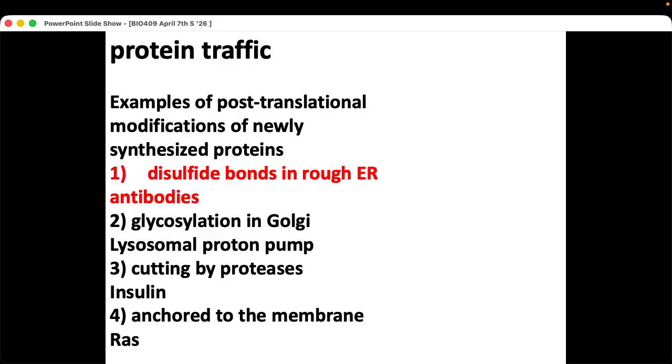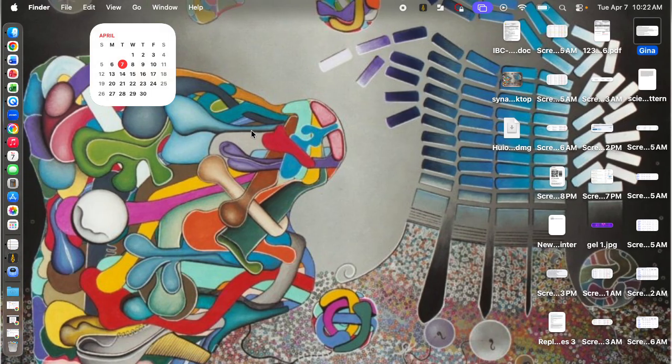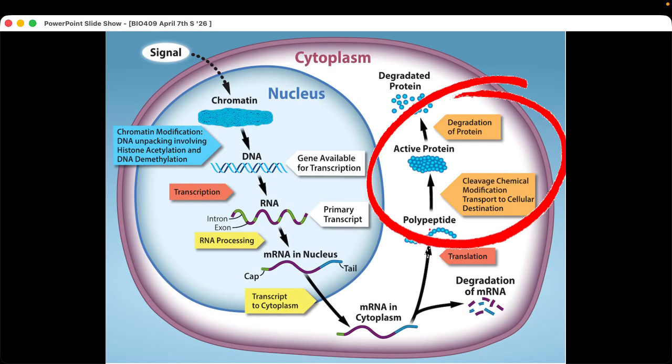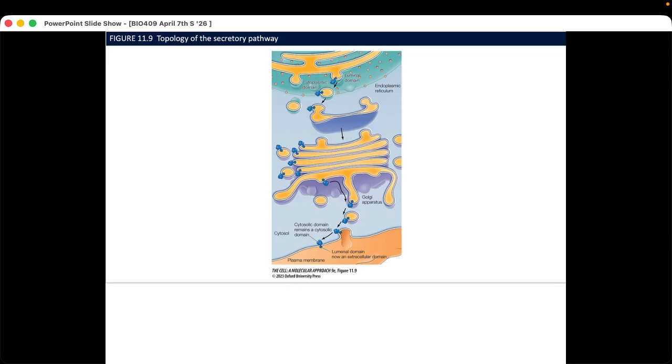So we just want to talk about that, and we want to do it this way. We're going to get to this image. Put it here, the lumen, so draw a little arrow to this, the lumen of the rough ER. The rough ER lumen, so that liquid interior is an oxidizing environment.